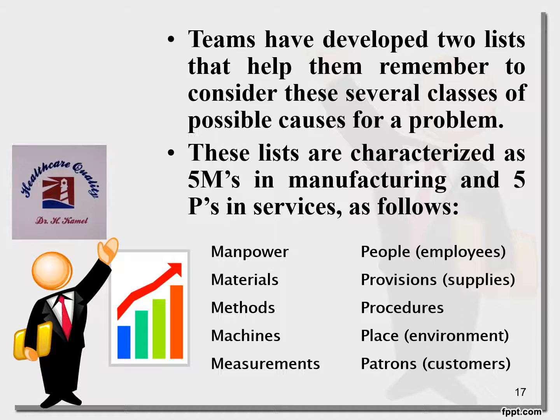Teams have developed two lists that help them remember to consider these several classes of possible causes for a problem. These lists are characterized as 5 M's in manufacturing and 5 P's in services as follows: 5 M's: manpower, materials, methods, machines, and measurements. 5 P's: people, provisions, procedures, place, and patrons.